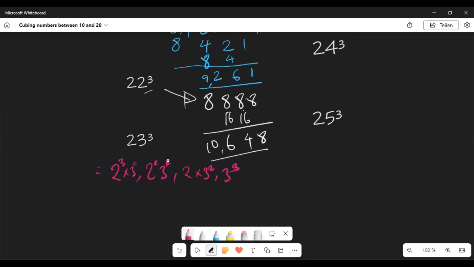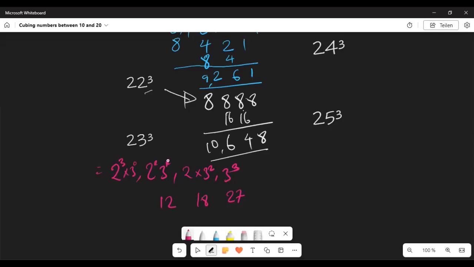So here we know 3 cubed is 27. And then we know 3 squared times 2, that is 9 times 2, will give us 18. And then we have here 2 squared, which is 4, plus 3 will give us 12.